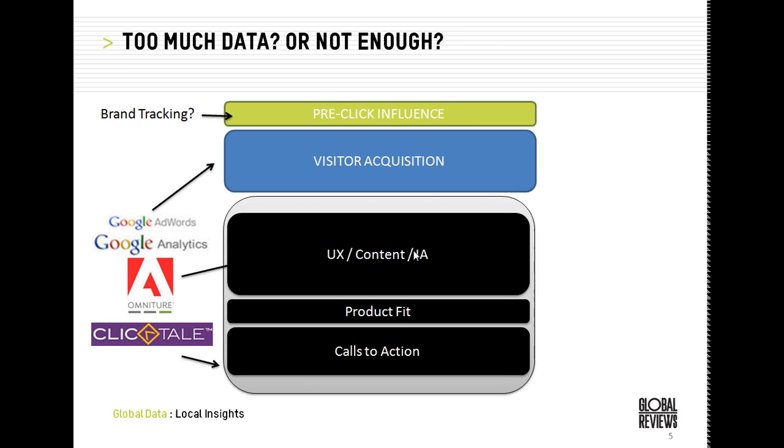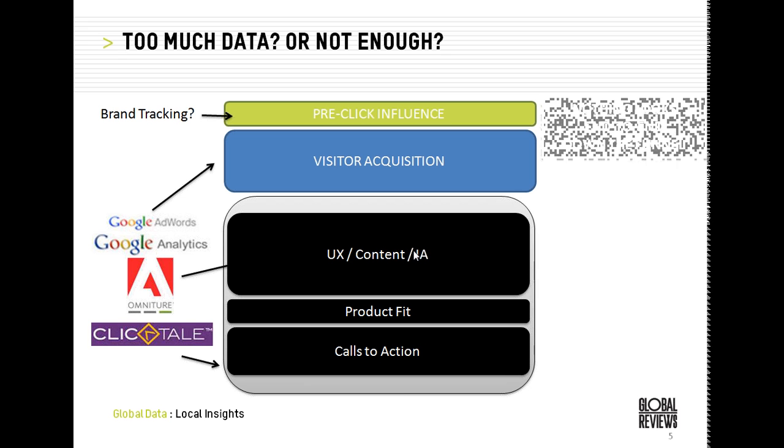So there's always this notion about, is there too much data, or do you not have enough data, or not have the right data? I'm sure you all have access to different types of information or data at different levels in the funnel. So you probably have access to brand tracking to understand what influences a click prior to visiting your site. You've got your Google Analytics and AdWords to understand visitor acquisition. Then you've got your Omniture or Analytics again to understand your site and how users are using your site and how they drop out. And you've got ClickTale to understand, do your calls to action work?